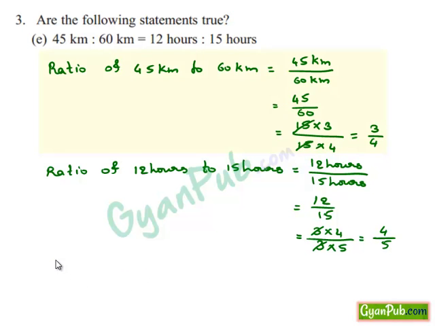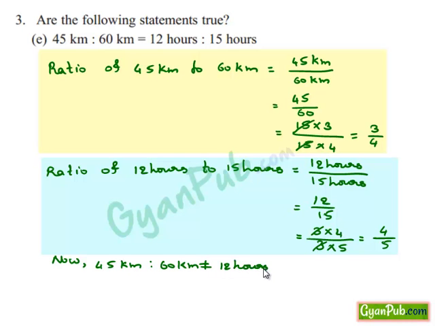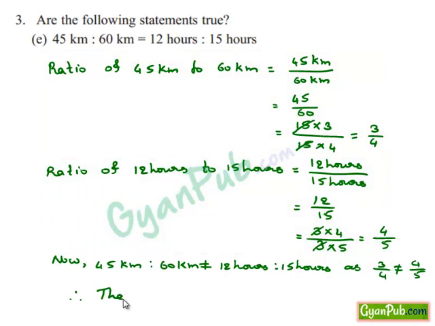Now from the above two ratios, we can observe that 45 km is to 60 km is not equal to 12 hours is to 15 hours, as 3 upon 4 is not equal to 4 upon 5. Therefore, the given statement is not true.